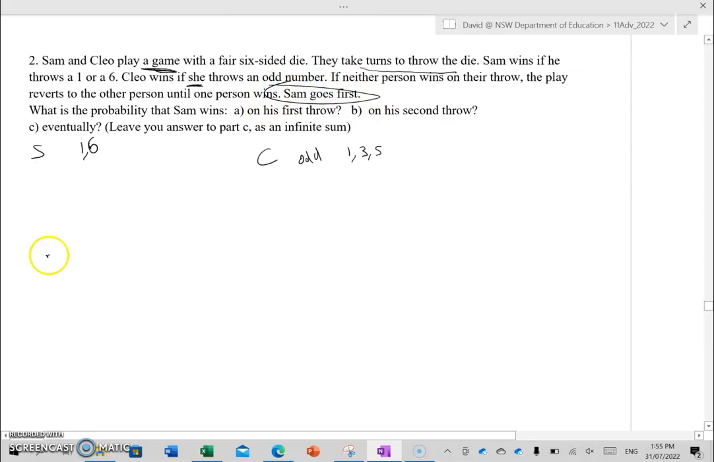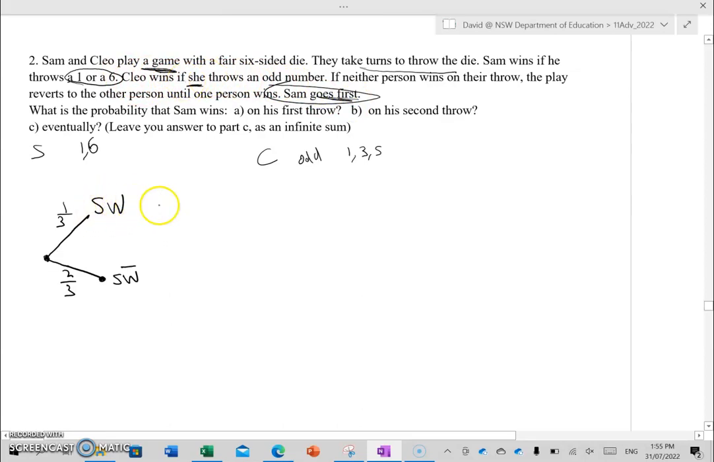So Sam goes first. The only person who can win on the first throw is Sam, and he wins if he throws a 1 or a 6. So 1 or a 6, that's a 2 out of 6 or 1/3 chance. So there's a 1/3 chance that Sam wins. Okay, or if Sam doesn't win, I'll put Sam and then not win like that. That's a 2/3 chance. So once Sam goes, then it's Cleo's turn to throw.